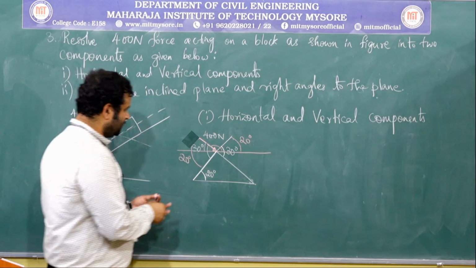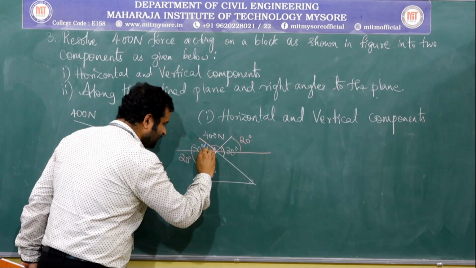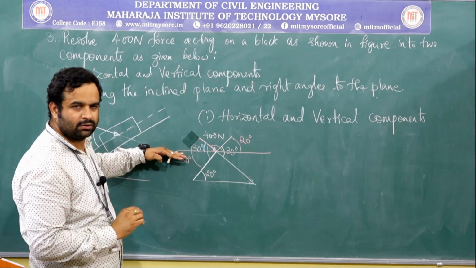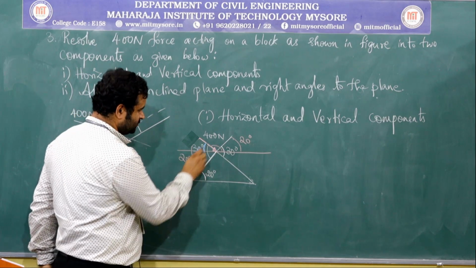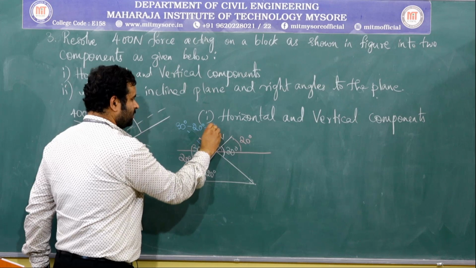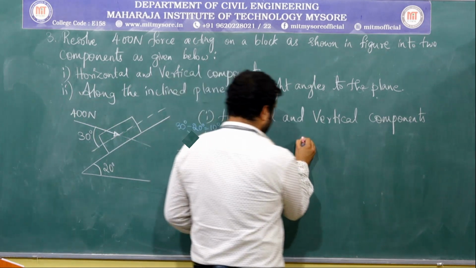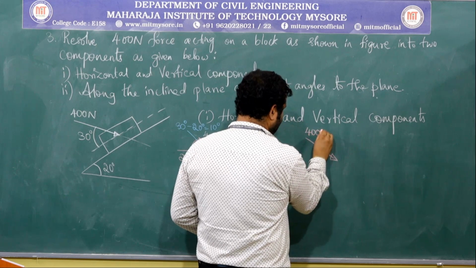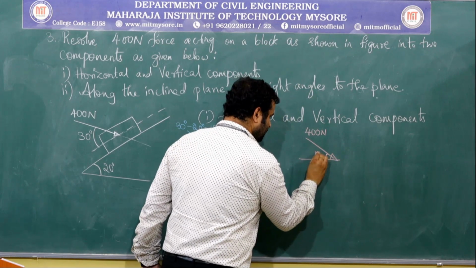I need to determine this angle only, because I need to measure the angle with respect to the horizontal. So that will be nothing but total is 30 and this is 20. So this will be equal to 30 minus 20 degrees, which is equal to 10 degrees. Okay. So the force which you are going to consider is 400 Newton with respect to the horizontal angle is 10 degrees.